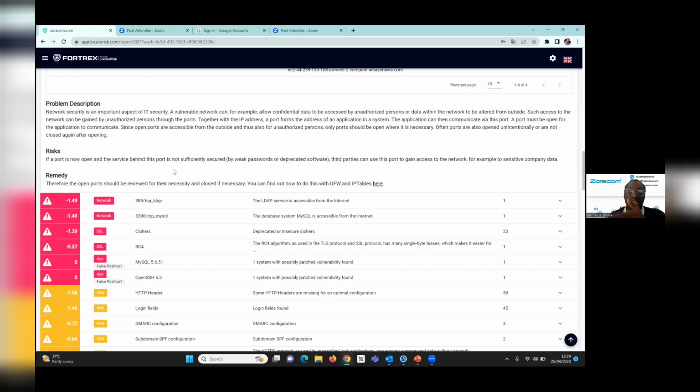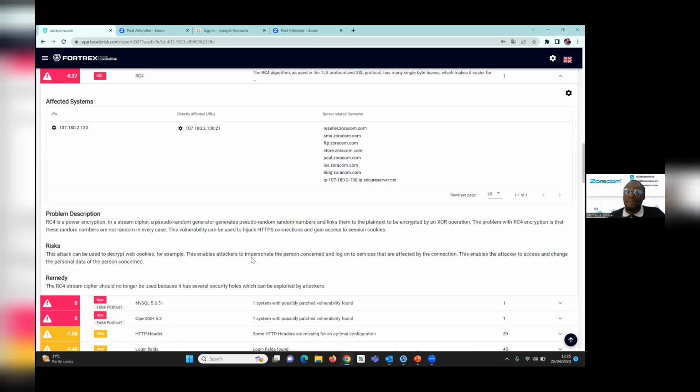If we go down to the RC4 vulnerability that is being flagged there, it tells you obviously that RC4 is an encryption cipher that is being used, especially in communication with internet resources. And the problem with RC4 is that this attack can be used to decrypt web cookies and enable attackers to impersonate the person concerned and log on to services that are affected by this connection. The way to remedy this is that the RC4 stream cipher should no longer be used because it has severe security holes which can be exploited by attackers.